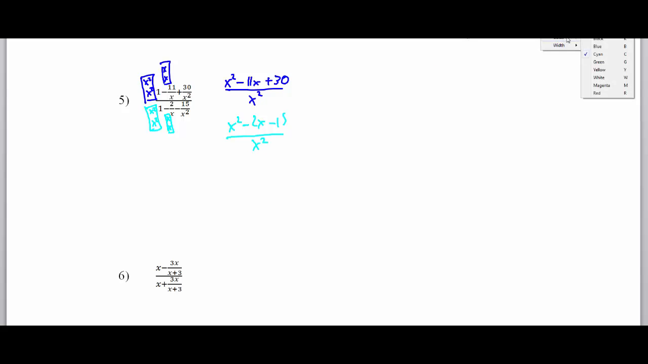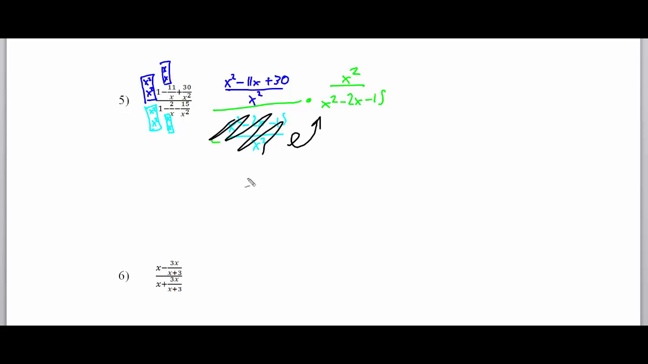Alright, moving on to my third color, where I skip, flip, and multiply. These two are getting divided by each other, so I skip the first fraction, flip the second fraction, and multiply it like so. Alright, so there I have it. Using the fourth color to show my simplification step. And you'll see that this blue is now flipped up here, so it's really not there anymore. So now let's do some simplification.